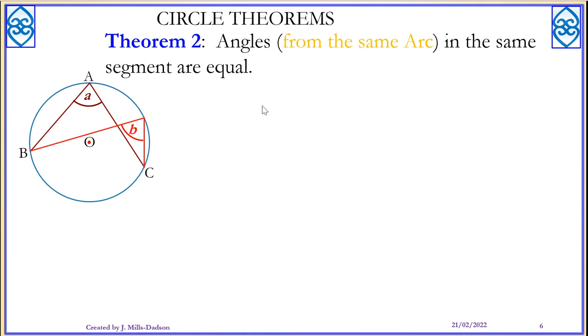Now let's see why it is so. Let's see the proof behind that. So we're going to prove that A is equal to B.